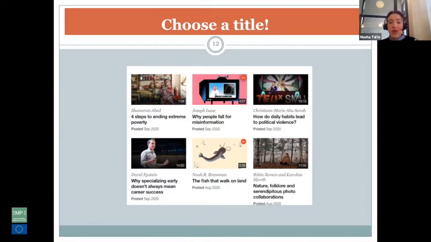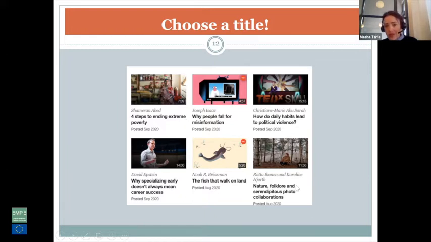But as much as you can, please choose a title that, if it was printed and put on a door somewhere, people would want to open that door and go in and listen to that presentation, right? So I like these titles: 4 steps to ending extreme poverty. Why blah, blah, blah is something. How do blah, blah. The fish that walk on land.